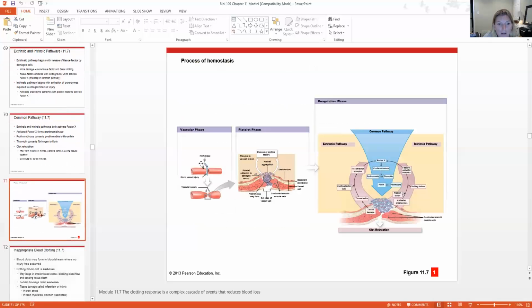Here you see the pathway. Vascular phase, everything's contracting, vascular spasm, extrinsic pathway, intrinsic pathway, and then in the middle you have our common pathway activated by factor X, converting to prothrombinase. Prothrombin to thrombin is converted, and thrombin converts fibrinogen to fibrin, and fibrin is finally the end step of clot formation that will allow the clot to retract and pull those endothelial surfaces together.